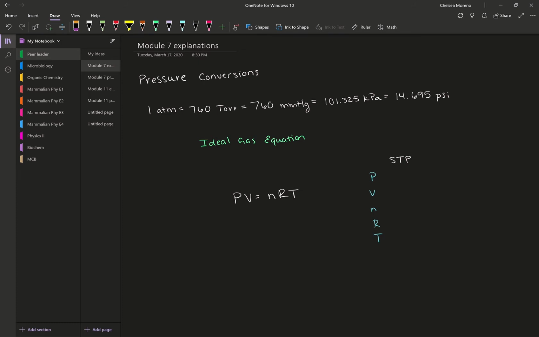In this first video, we're going to go over the ideal gas equation and STP. Let's go over the ideal gas equation. So, our ideal gas equation, we have PV equals nRT, right? So, let's break it down.